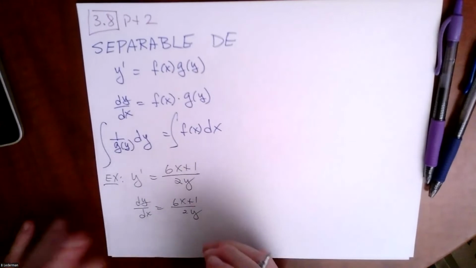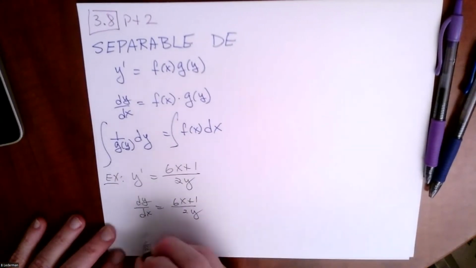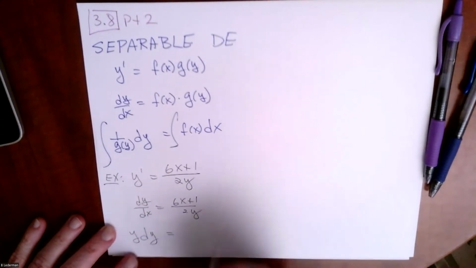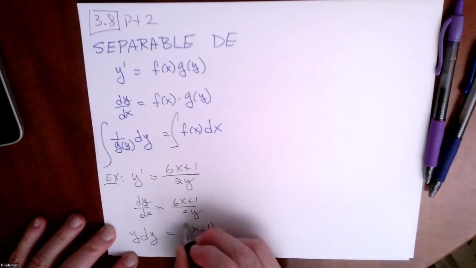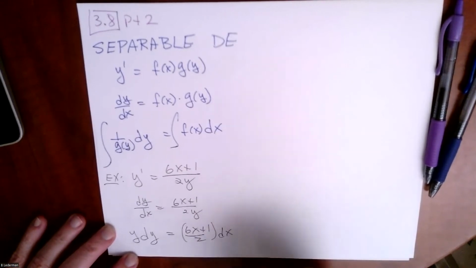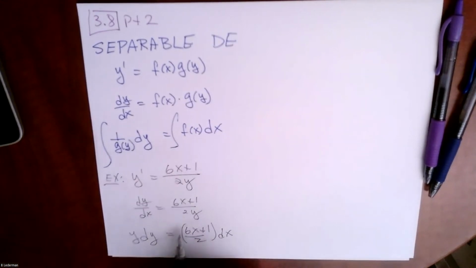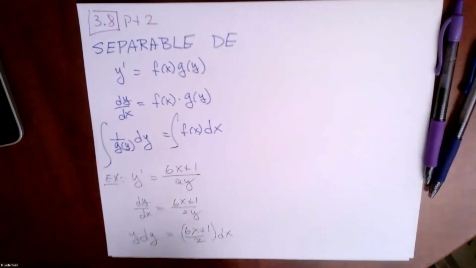And I'm going to sort of cross multiply, and I'm going to get y dy equals 6x plus 1 over 2 dx. Notice I left the 2. I could have brought the 2 over with the y, but I chose to leave it here. That's kind of the way I've been trained to do it, to have only a y here and nothing else, but it doesn't really matter. We get the same answer either way.